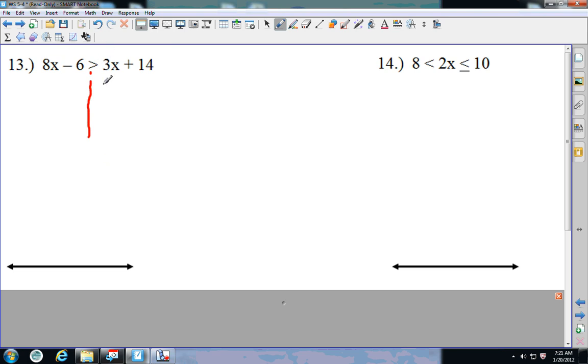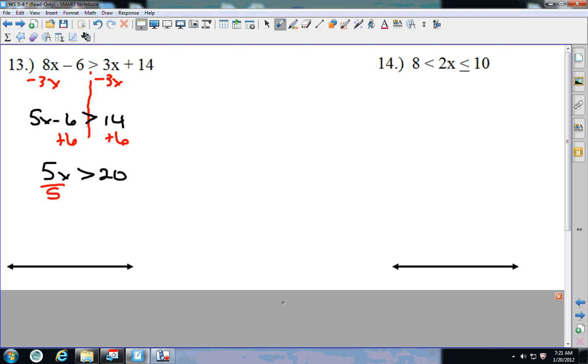You can't just put it there. You have to do the opposite. So you have to subtract 3x from each side. And you get 5x minus 6 is greater than 14. From here, you need to add 6 to each side. You get 5x is greater than 20.